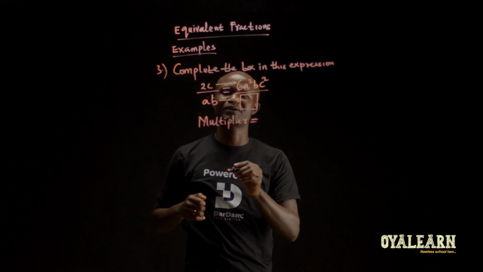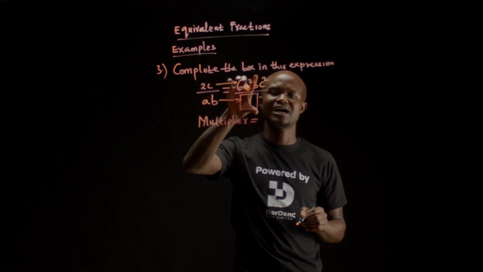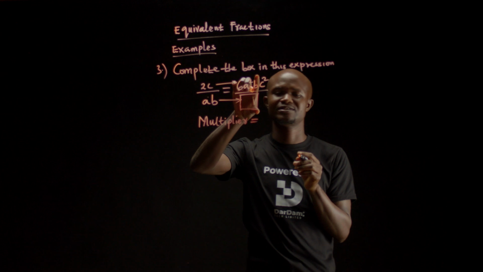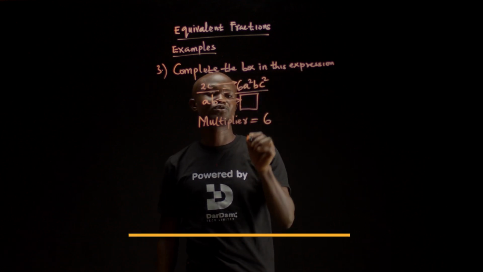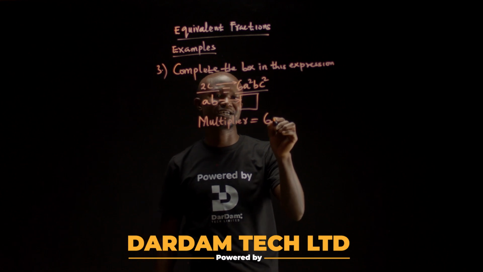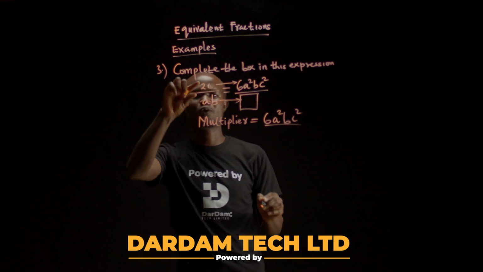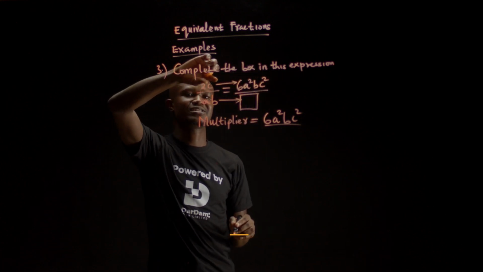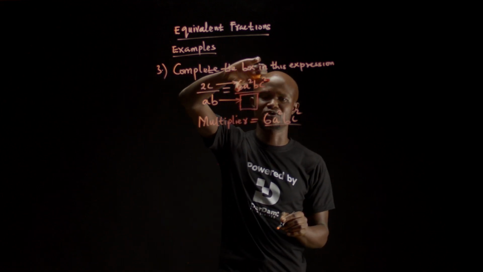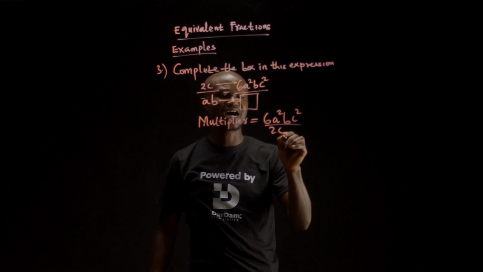What will be our multiplier? This is the initial. We have the initial on this side, and these are the final results. So in that case, we are going to divide to get our multiplier rather. So 6a squared bc squared, divide by what? The final divided by what? Initial. This is a numerator, this is another numerator, equivalent. So divided by 2c.